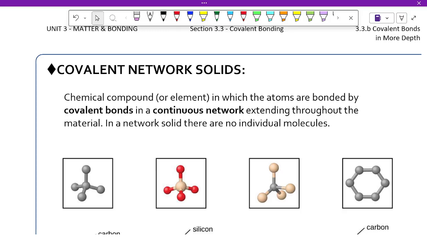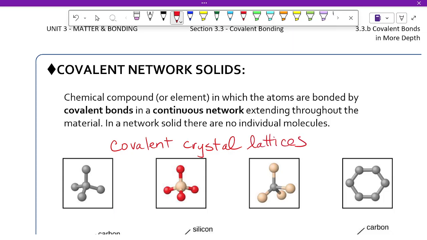So these covalent network solids are actually covalent crystal lattices. But like I said, we also call them covalent network solids because there's a network of bonds between each one. And the most common one that we come across and that we have a model of is diamond, just because it's easy to show. Okay?